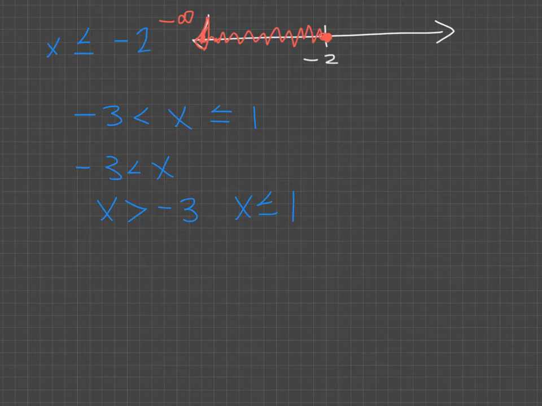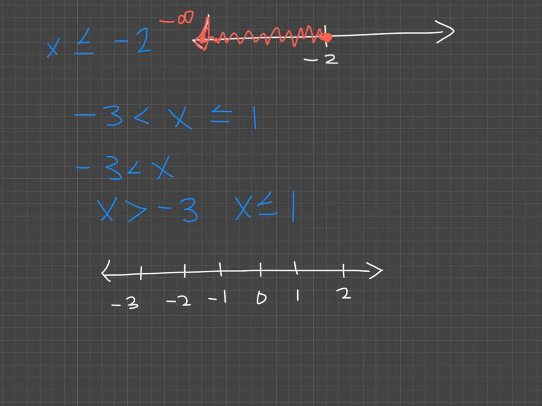Let's put this on a number line. So here's our number line. We want strictly greater than negative 3, so we'll put an open point at negative 3, and we want less than or equal to 1, so we want a closed point. We want x to be greater than negative 3, so we go to the right for the greater than part, and we want x to be less than or equal to 1, so we go to the left. So it is just this shaded area in between negative 3 and 1. That represents negative 3 less than x, less than or equal to 1.